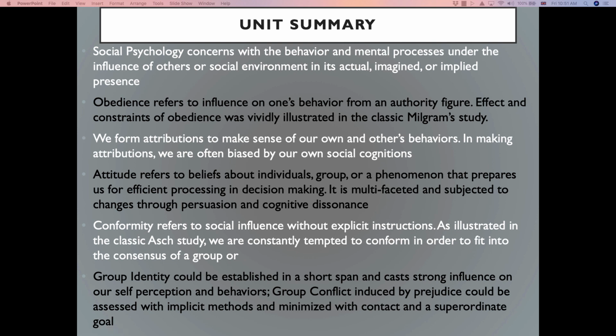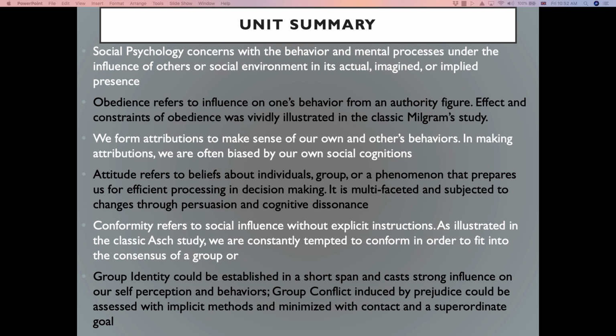the unit summary. Social psychology is all about behaviour, mental processes, and the influence of others or social environments, either imagined or implied. Obedience is all about influence of our behaviour from authority figures. The effect and the constraints of obedience was vividly illustrated in the Milgram study. That's something you'll need to know about your MCQ. We form attributions to make sense of our own behaviour, but also the behaviour of others. In making attributions, we often bias our own social cognitions.